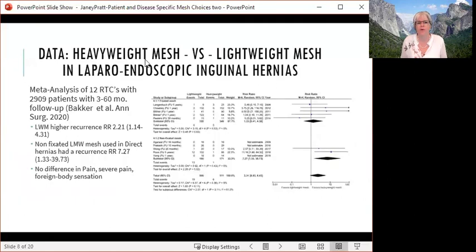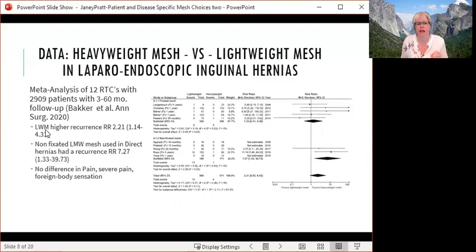If you look at heavyweight versus lightweight mesh in laparoscopic and endoscopic repairs of inguinal hernia, so this is just looking at laparoscopic and robotic treatment of inguinal hernias, there was a meta-analysis of 12 randomized controlled trials with 2,909 patients. This is one of the better studies that I looked at. The follow-up was 3 to 60 months, and this was published by Bakker in the Annals of Surgery in 2020.